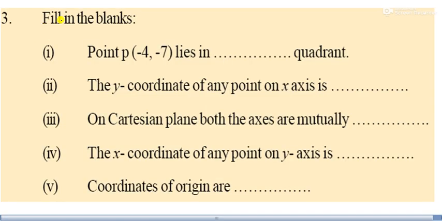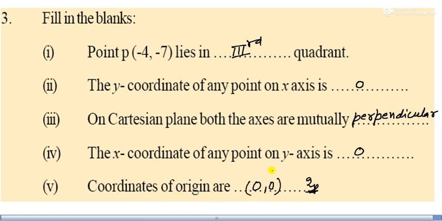Now come to this one, fill in the blanks. Point (-4, -7) lies in the third quadrant. So you can say it is the third quadrant. Now the y coordinate of any point on the x axis is 0. In the Cartesian plane, both axes are mutually perpendicular. So you can write perpendicular. Now the x coordinate of any point on the y axis is 0. The coordinates of the origin are (0, 0). So it is a very important question for your examination.